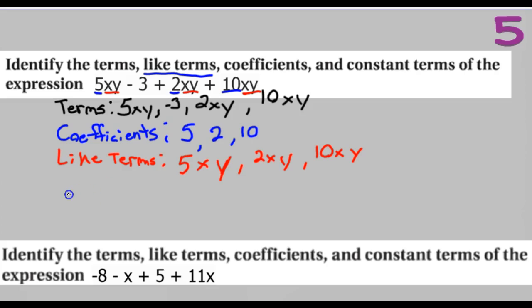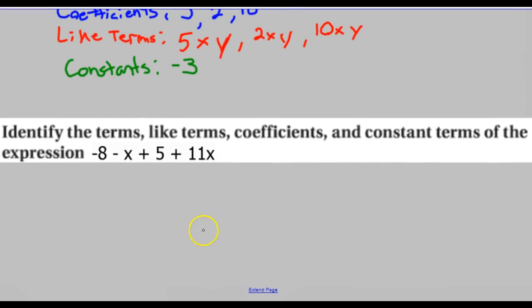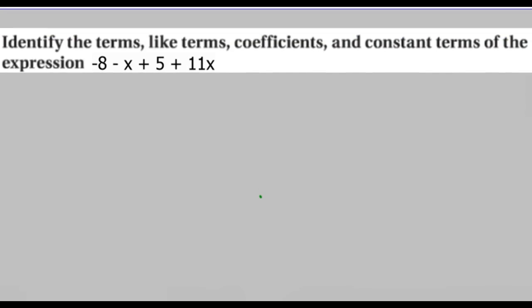The last thing we need are our constants, or our numbers without letters. And our numbers without letters are just our -3. That's our only constant in this expression. If we go down to our next one, let's identify our terms first.